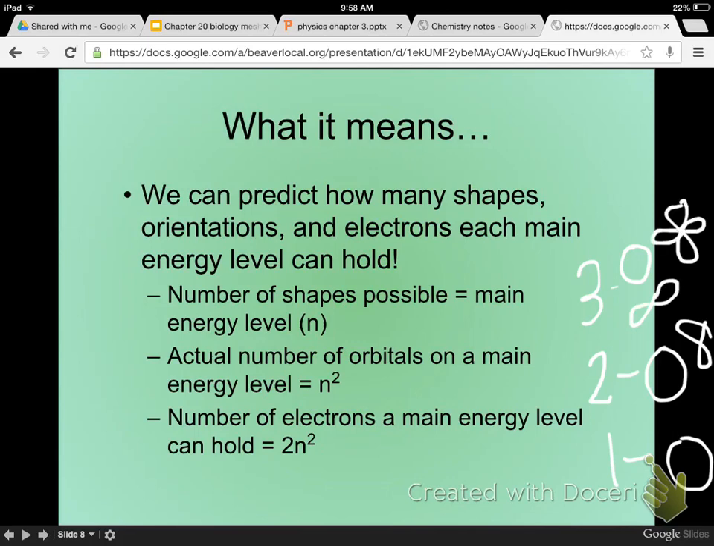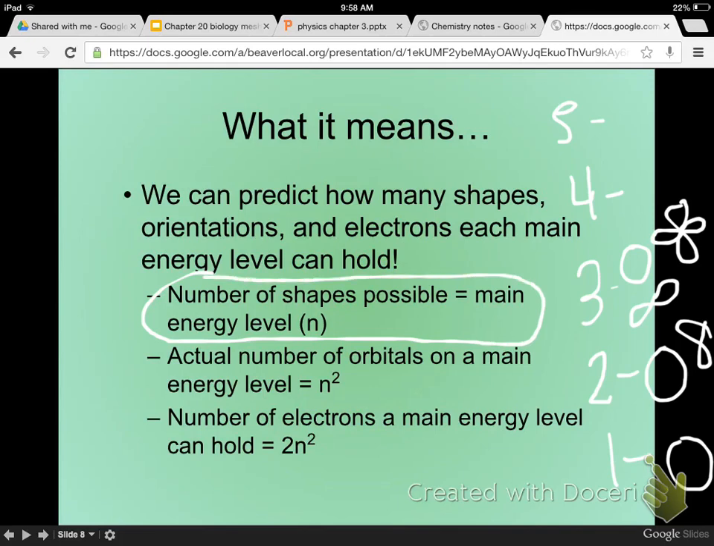Seeing a trend here? How many shapes can we have on the fourth main energy level? 4. How many shapes can we have on the fifth main energy level? 5. This is all very basic math. The number of shapes possible is the same as the number of the main energy level.